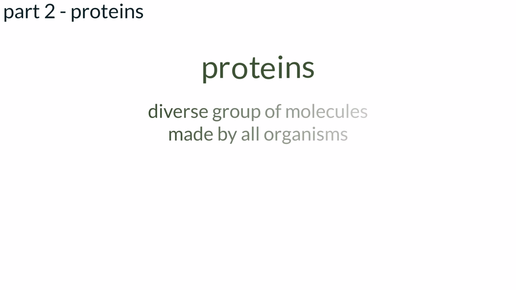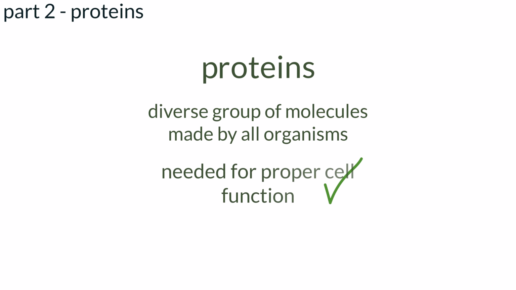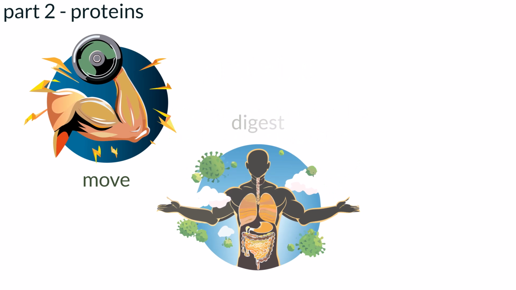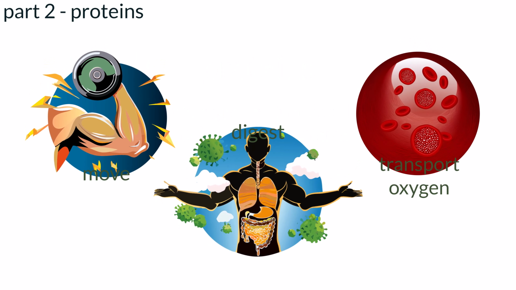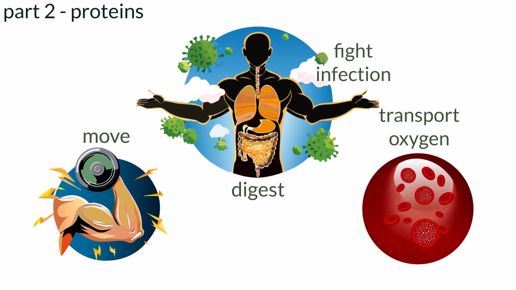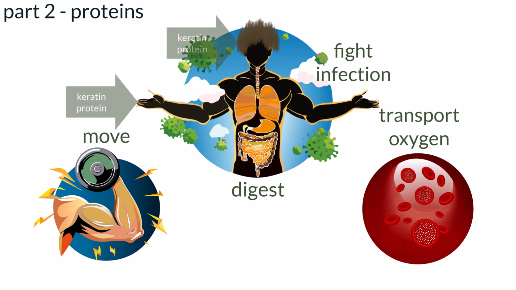Now, let's switch gears and take a look at proteins. Proteins are a diverse group of molecules that are made by all living organisms. Proteins are needed for cells to function. For example, proteins help your body move, digest food, transport oxygen, and fight off infections. Proteins also provide structure to your body. For example, your hair and nails are both made of a protein called keratin.